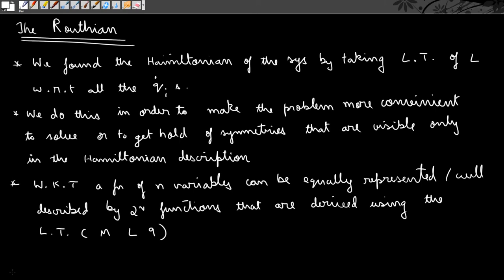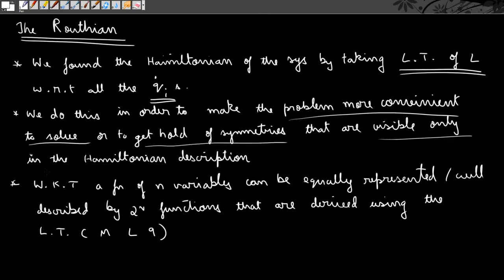In our previous lectures we found the Hamiltonian of the system by taking the Legendre transform of the Lagrangian with respect to all the generalized velocities. Why did we do this? We did this in order to make our problem more convenient to solve and sometimes to get hold of symmetries that are visible only in the Hamiltonian description. This was the reason why we sometimes go to the Hamiltonian description rather than using the Lagrangian description.